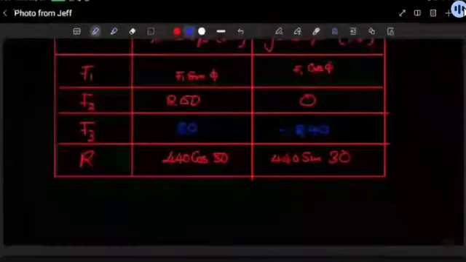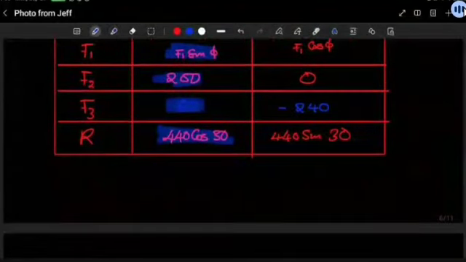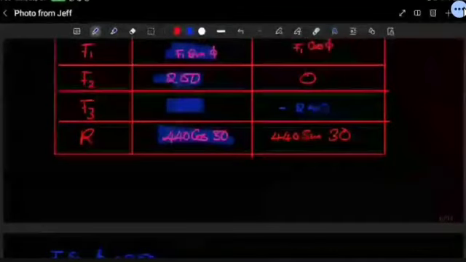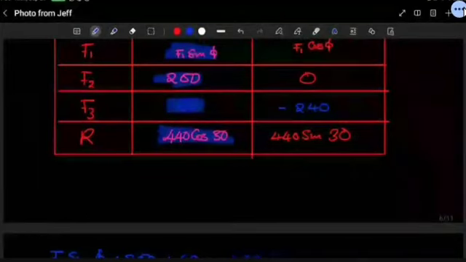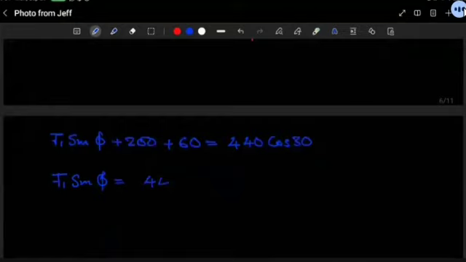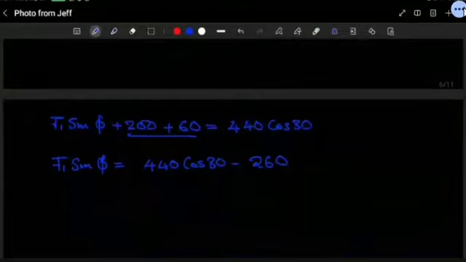So from here, we now want to find what F1 is. So remember, when you add this plus this plus this, they should give you the resultant. What does that mean? When you add F1 sine phi plus 200 plus 60, you should get 440 cos 30. So from here, we can say that F1 sine phi has to be equal to 440 cos 30 minus these two, which add up to give us 260. So we can actually even hold on to this one as well.